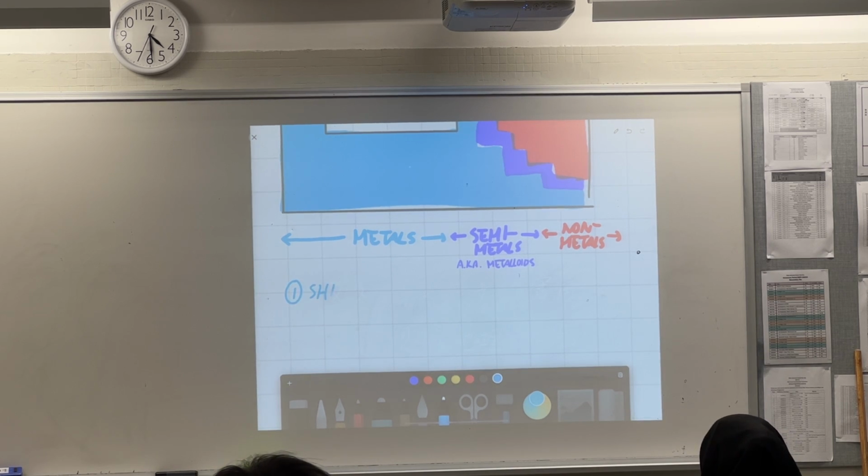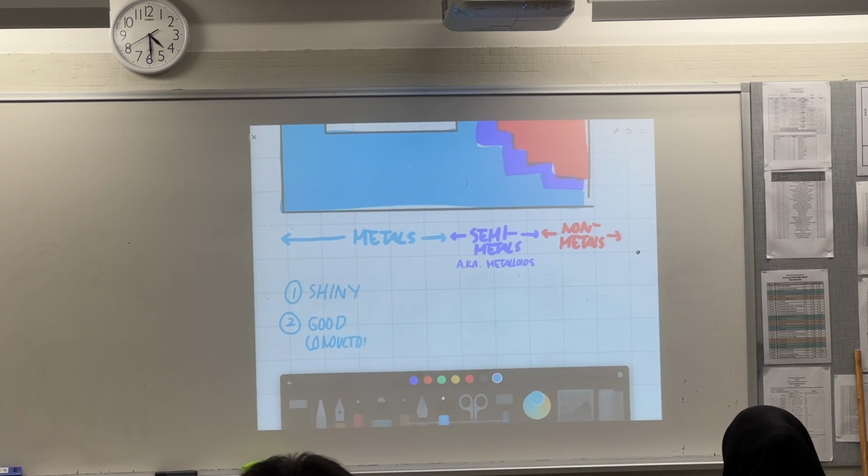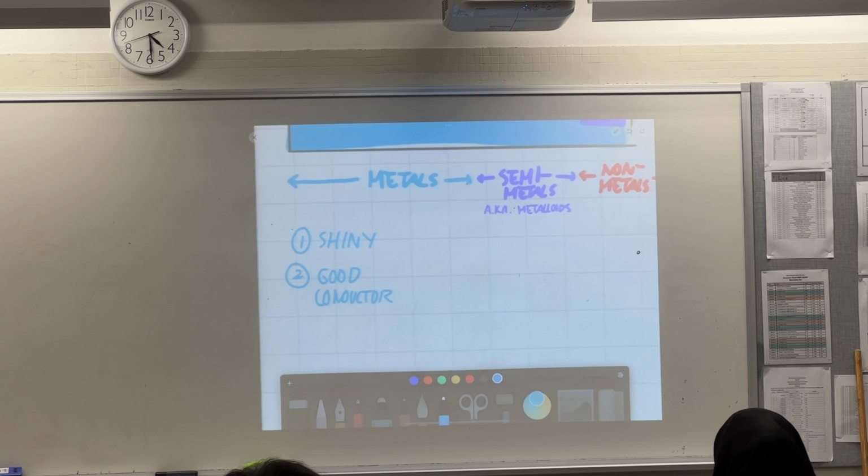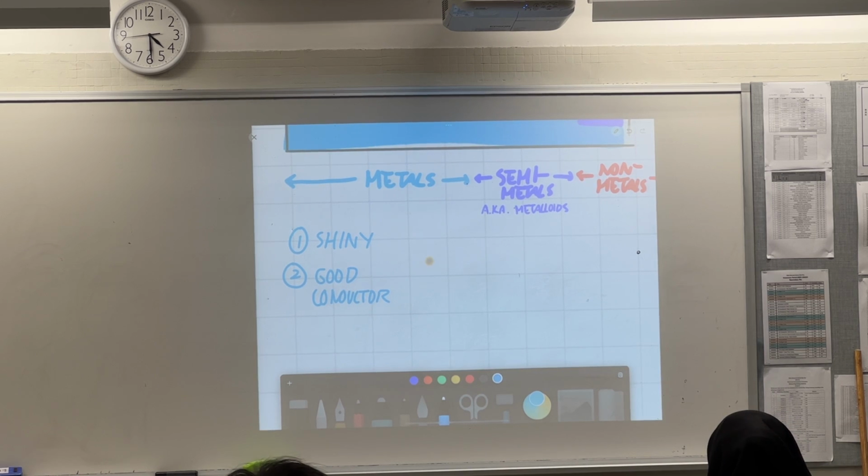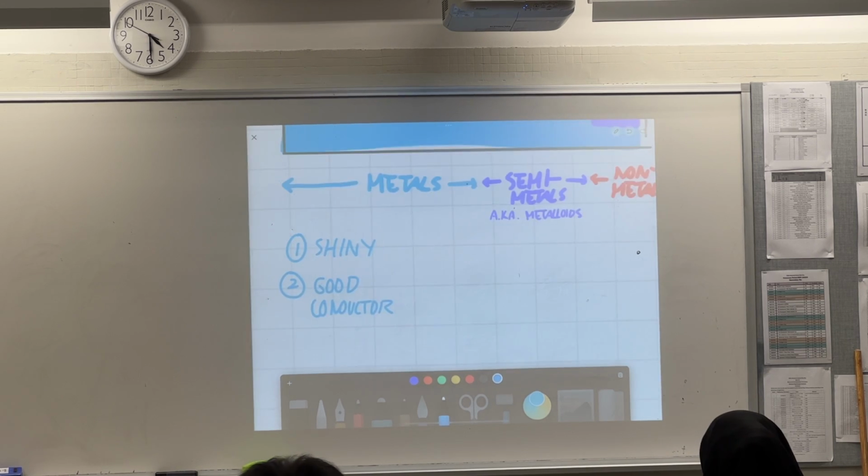They are always shiny. Good conductor. There's not a counter example that I can think of when we say metal is a good conductor. Even mercury is a good conductor, and even mercury is shiny. For semi-metals, they are usually shiny.